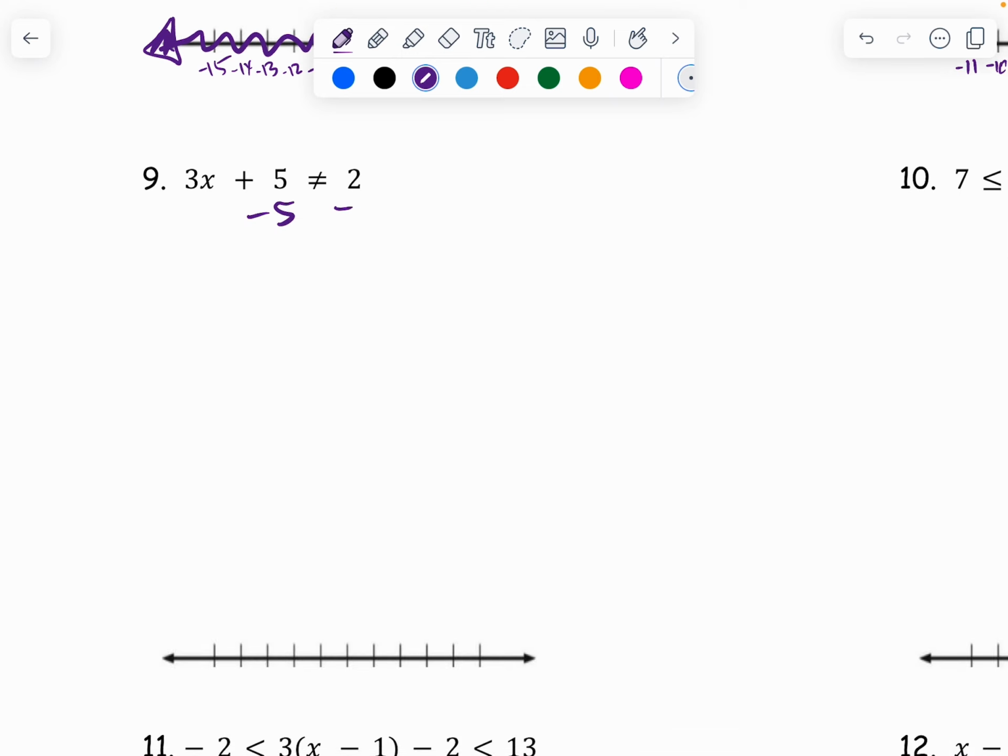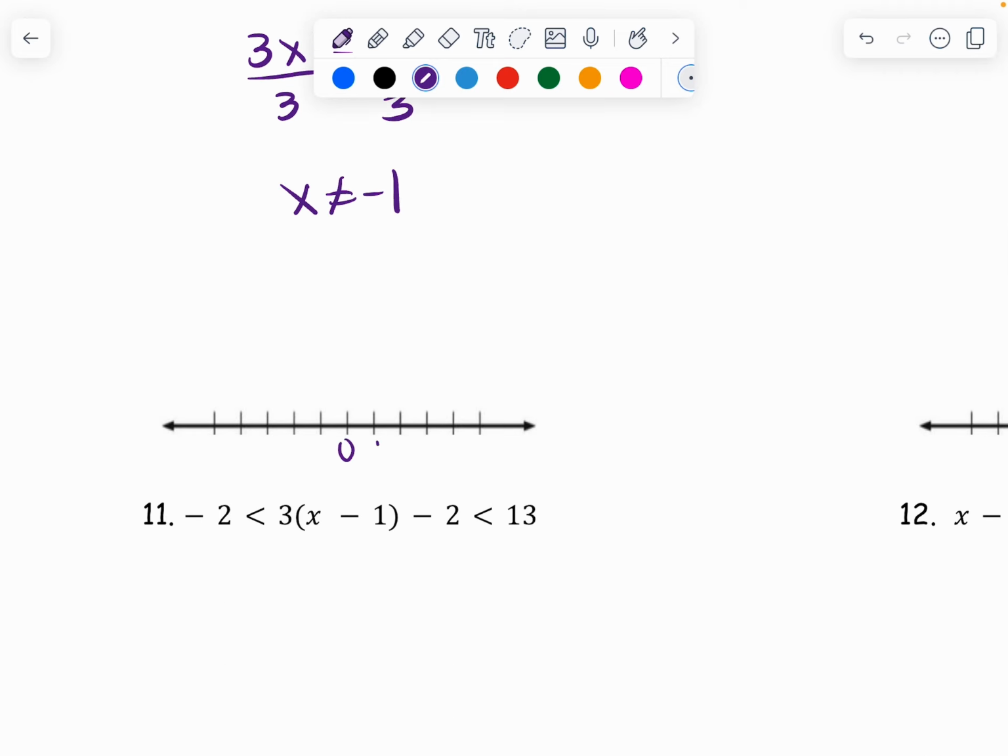Subtract 5 from both sides. Get 3x is not equal to negative 3. Divide by 3. x is not equal to negative 1. So 0, 1, 2, 3, 4, 5. Negative 1, negative 2, negative 3, negative 4, negative 5. Cannot be equal to negative 1, but it's equal to everything else, both above and below.